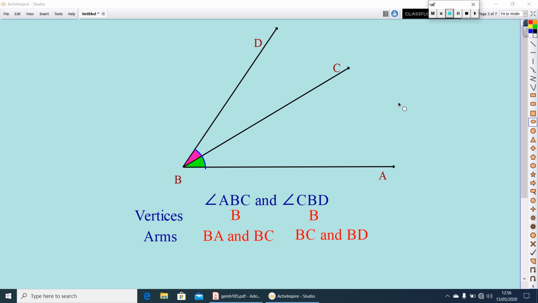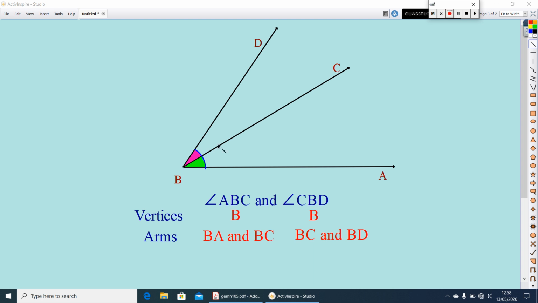Here you can notice some speciality. Look at the vertices. Both vertices are B. That means both of these angles have a common vertex. This B is the common vertex. Now look at the arms. In both angles you can see BC as one of its arms. That means both the angles have a common arm. Here BC is the common arm.